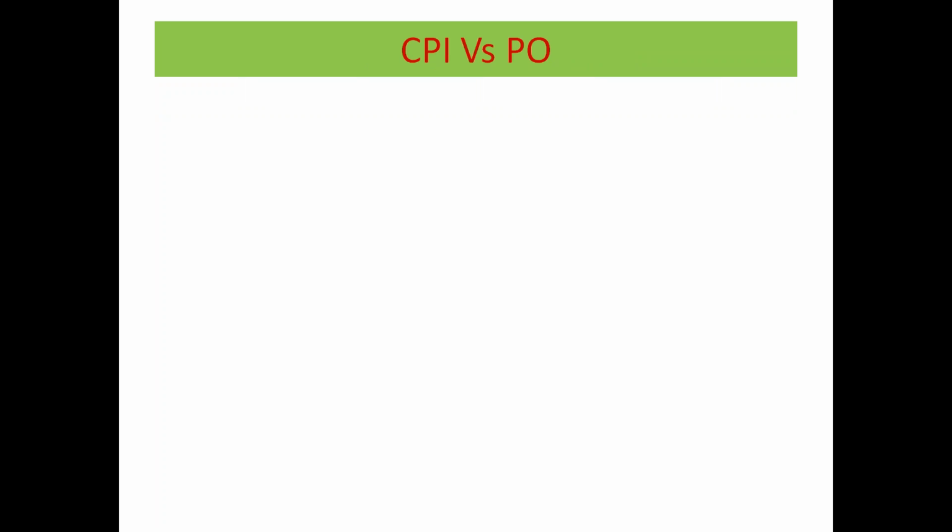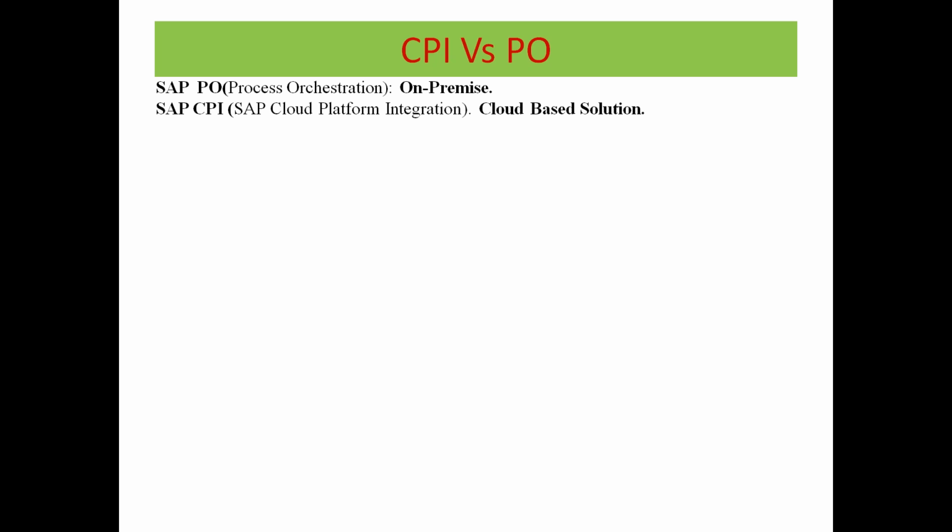Now I'm going to explain the key differences of CPI versus PO. PO is process orchestration, which is mainly used for on-premise integrations. In CPI, we can integrate cloud-based solutions as well as on-premise solutions, both. Okay, that was the advantage.